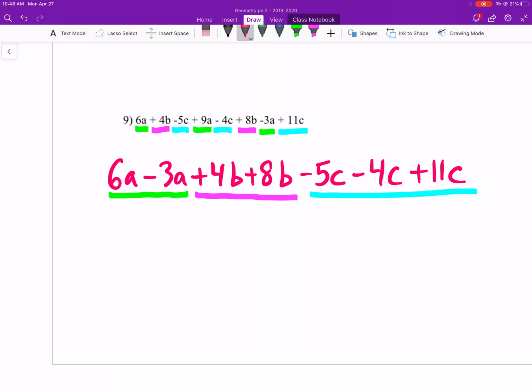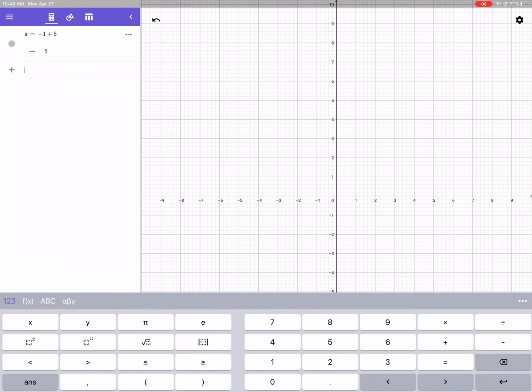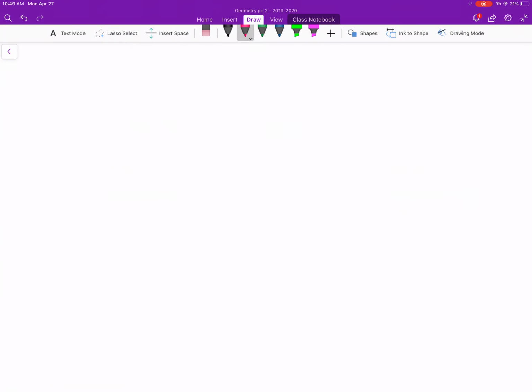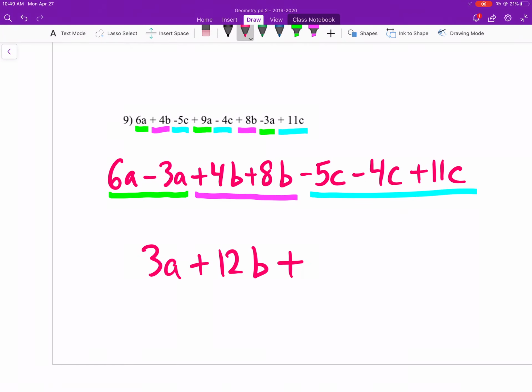Now 6a minus 3a, you know that, 6 minus 3, 3a. 4b, positive, plus 8b. 4 and 8, you know that, right? Plus 12b. Now the next one, -5c minus 4c plus 11c. Definitely it might slip you up. That's totally fine. Throw it in the calculator. Do not be ashamed of that. It's -5 minus 4 plus 11. And you see it ends up as 2. So we don't know it, it's fine. Throw it in the calculator. So it'll be plus 2c.